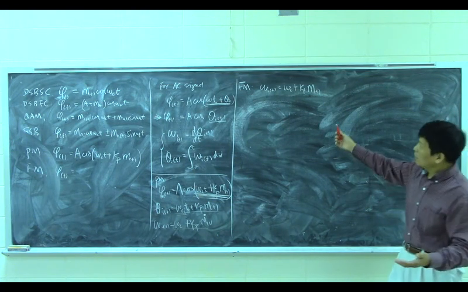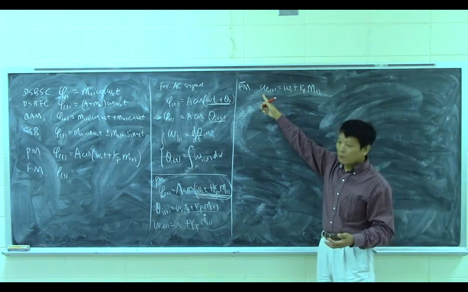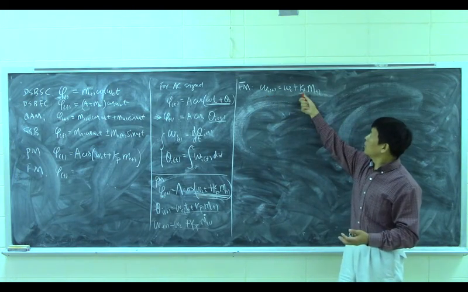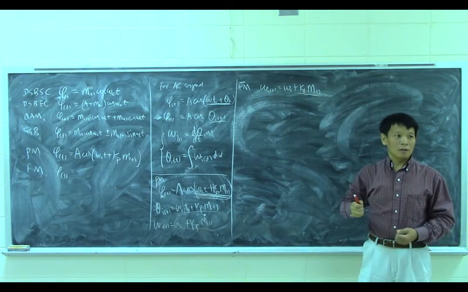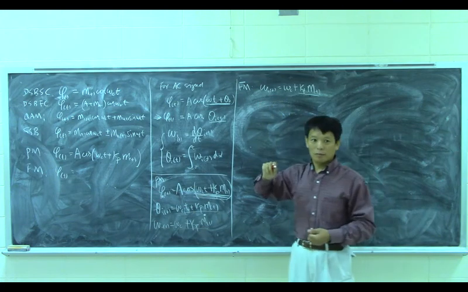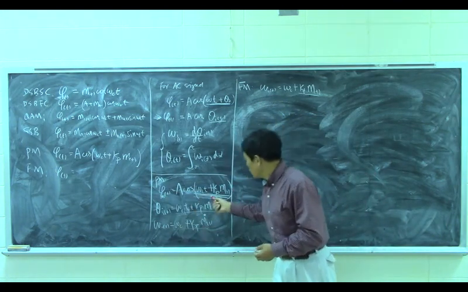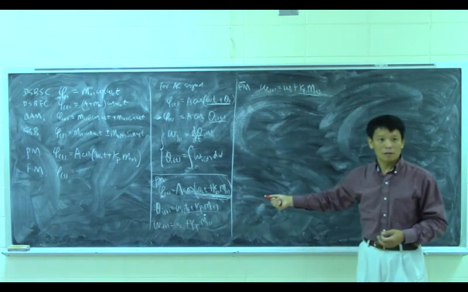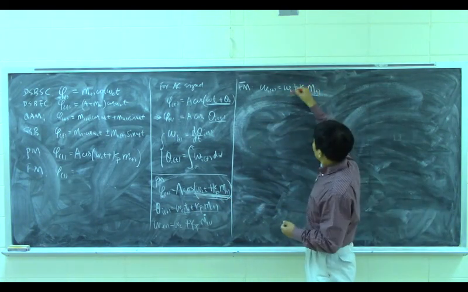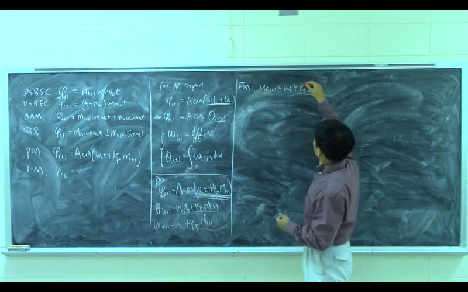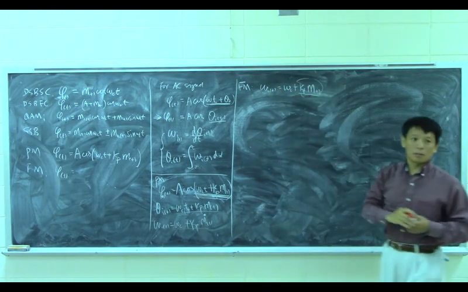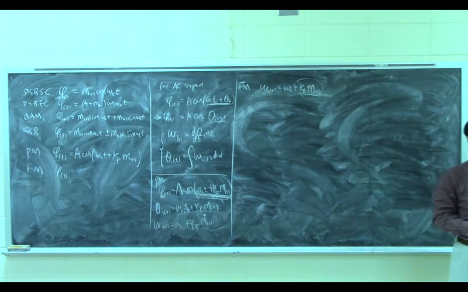So look at it here. The instantaneous frequency changed linearly with the baseband signal. So that's why we call this FM. The difference between FM and PM is this: in PM, the phase changed linearly with the baseband signal. In FM, the frequency changes linearly with the baseband signal. So that's the only difference.